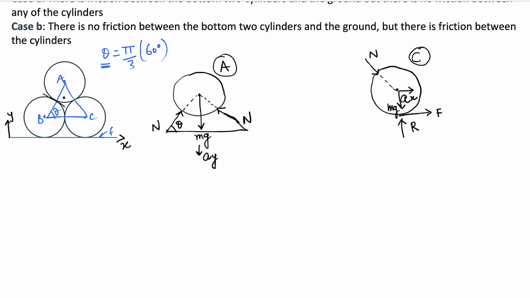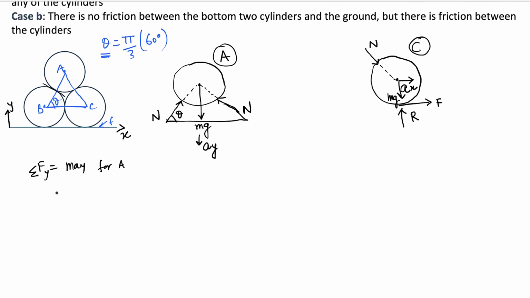okay, so let's write the equation F_y equal to m a_y for A. Okay, so what do we get? We get mg minus 2N sin theta equal to m a_y. Okay, so let's call this equation 1. And if you write the equation for the cylinder C, this is going to be F_x equal to m a_x, right, for C.